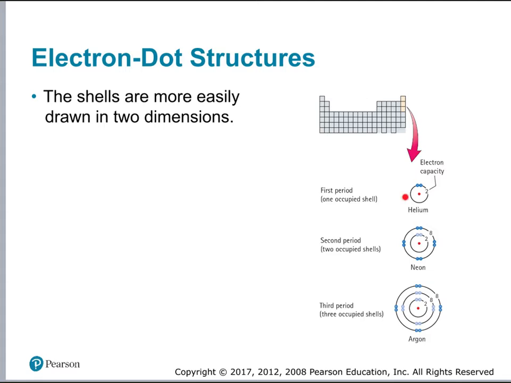So here you see the helium atom, which has 2 protons and 2 electrons. And so that first shell's got 2 electrons in it, and it is filled up. And so here we have another example, neon. Neon has its first shell filled up with 2, and its second shell filled up with 8 electrons.